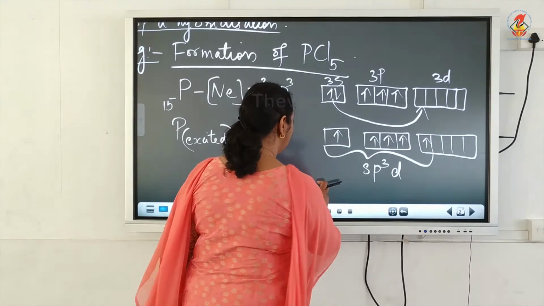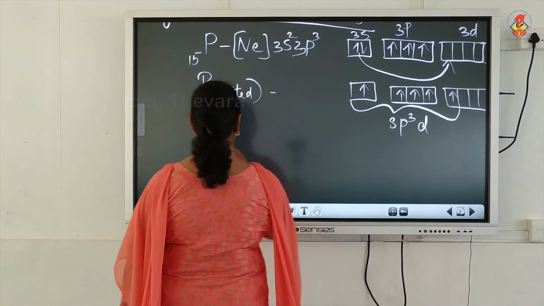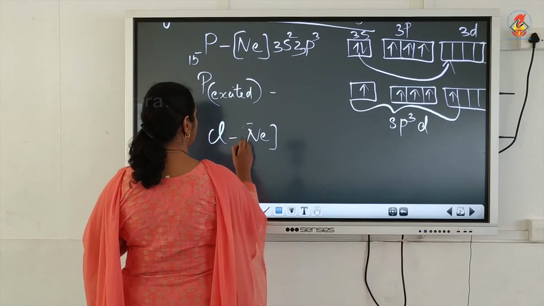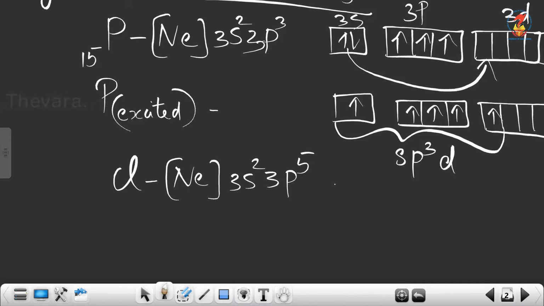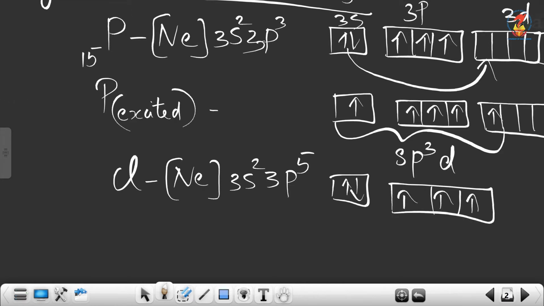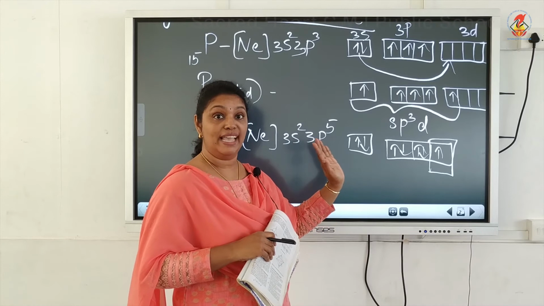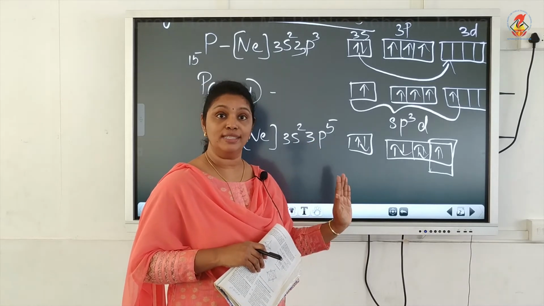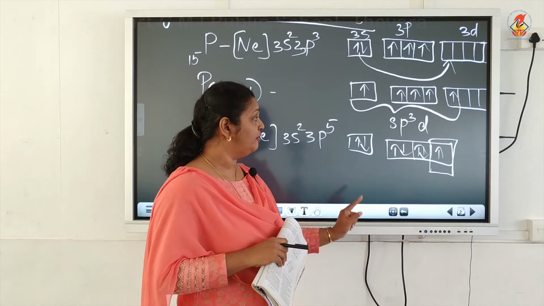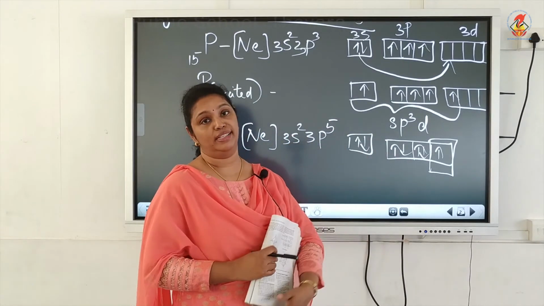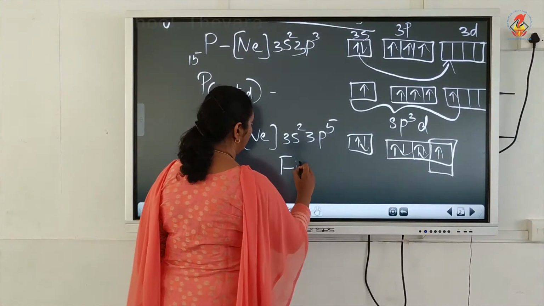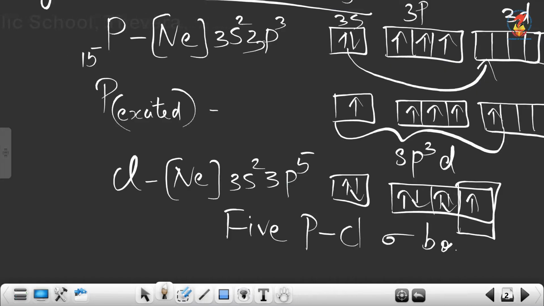We know that the electronic configuration of chlorine is neon 3s2 3p5, and you can see there is a half filled orbital in chlorine. So what will happen? The 5 sp3d hybrid orbitals on phosphorus will overlap with the half filled 3p orbital of 5 chlorine atoms to form 5 P-Cl sigma bonds.